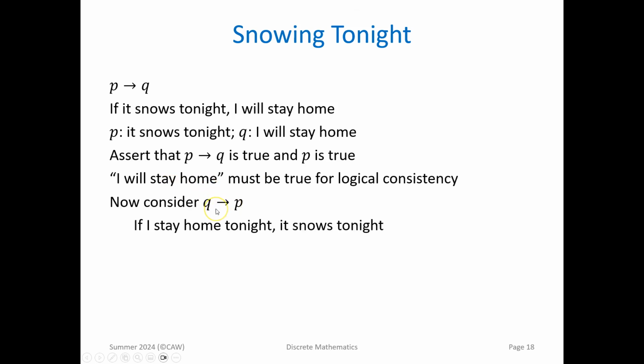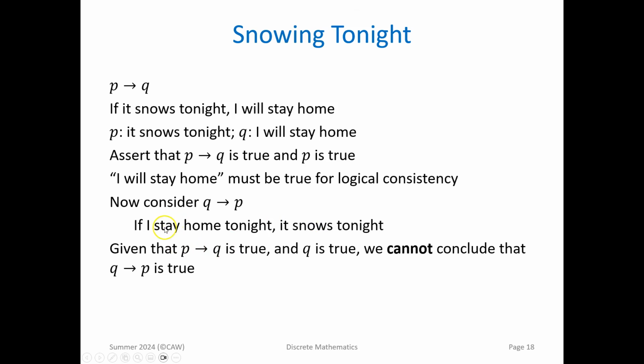Let's turn this around and now consider Q then P. If I stay home tonight, it snows tonight. I turned it around. Remember, Q is I will stay home. I put that in the hypothesis. P was the old hypothesis. I moved that to the consequent. Given that P then Q is true and Q is true, we cannot conclude that Q then P is true.